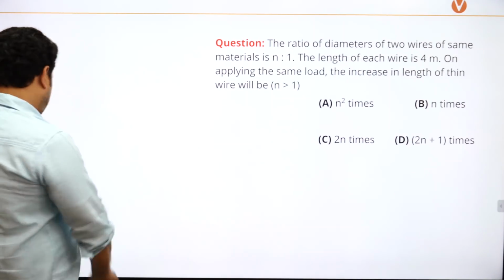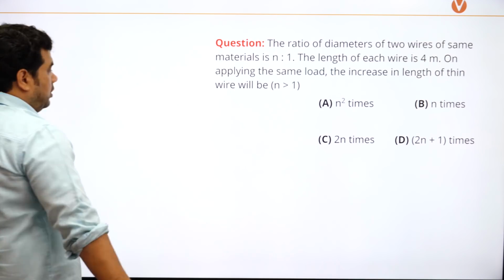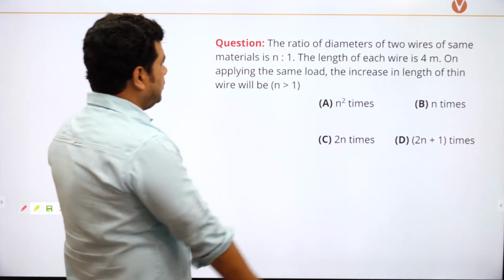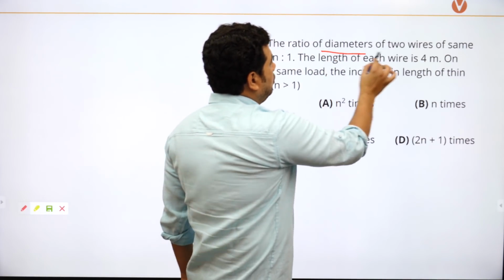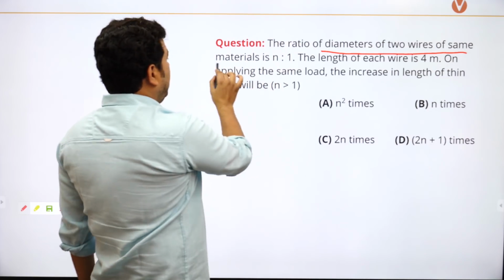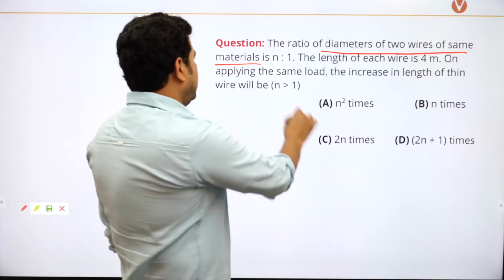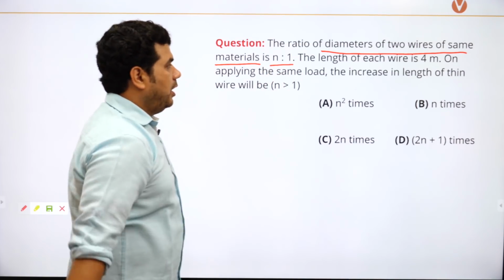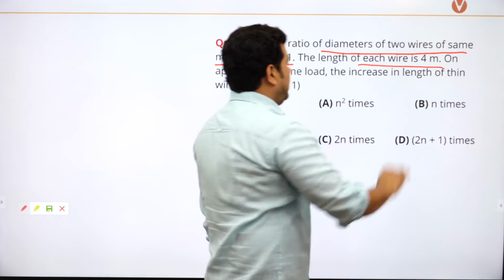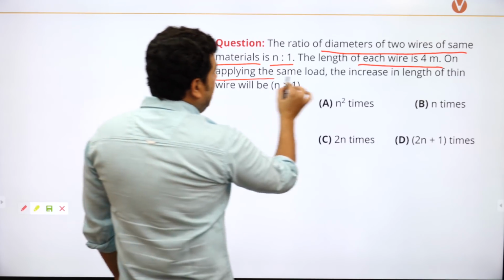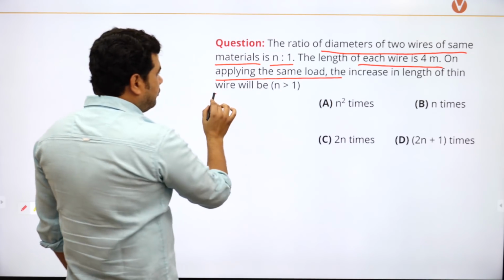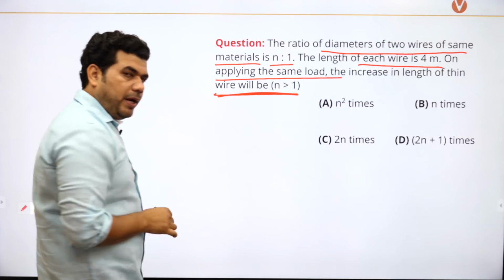Next one, another similar type of question also. The ratio of diameters of two wires of the same material. Same material means Y is the same. The diameter ratio is n:1. The length of each wire is the same. On applying the same load, the increase in length of the thin wire will be, right?